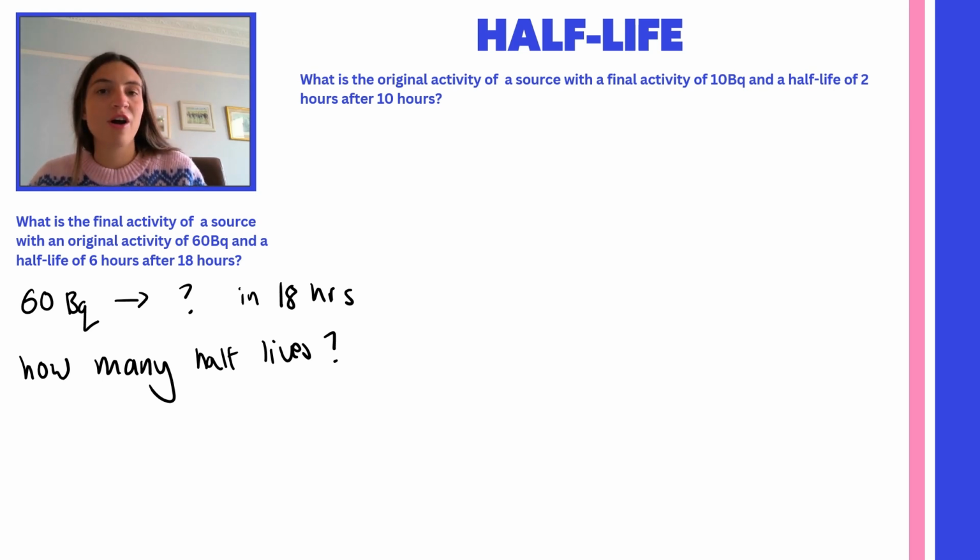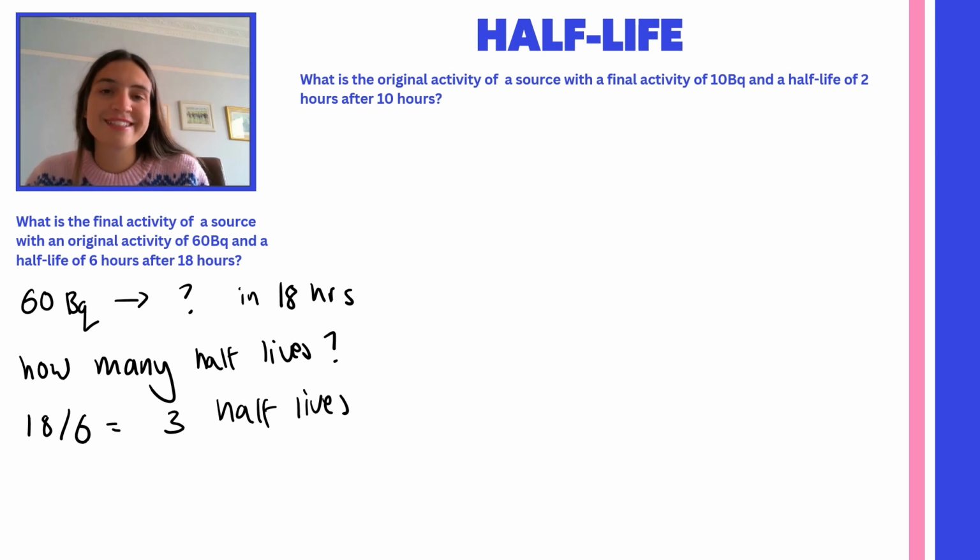How many half-lives have passed? But this time I've been given some slightly different information. Rather than having been given an initial and final activity, I have been given a half-life and a total time. So it tells me that 18 hours is the total time for this decay, and each half-life is 6 hours. So 18 divided by 6 tells me that there have been 3 six-hour periods in this 18 hours. So 3 half-lives in total will have passed during that 18 hours.